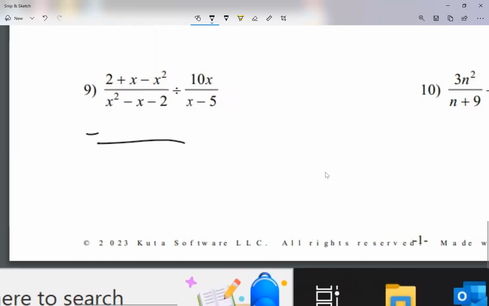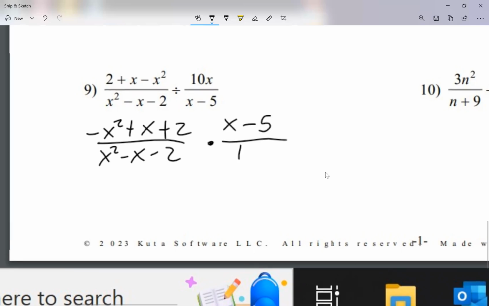So I have a negative x squared plus x plus 2. Okay, and then at the bottom here, I have an x squared minus x minus 2 times, right? I want to change this to multiplication. I know it's division, but I'm going to switch it to multiplication, and then the reciprocal of the second fraction. Reciprocal means I'm going to flip it. So it's going to be x minus 5 over 10x. Notice I flipped the second fraction, right? So division, we switch it to times, and then the reciprocal of the second fraction.